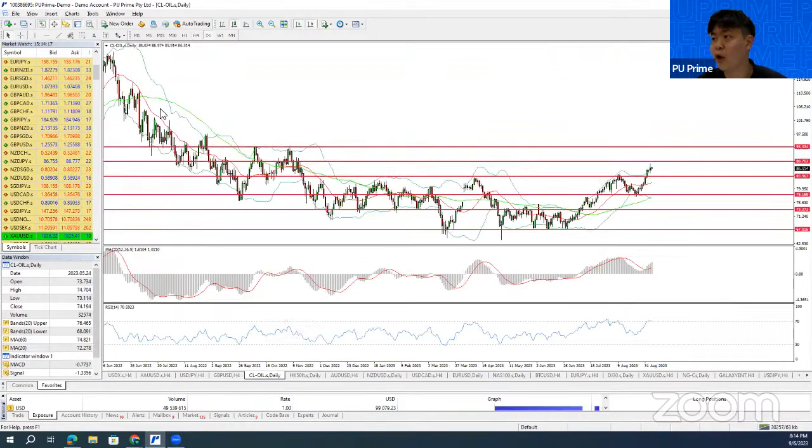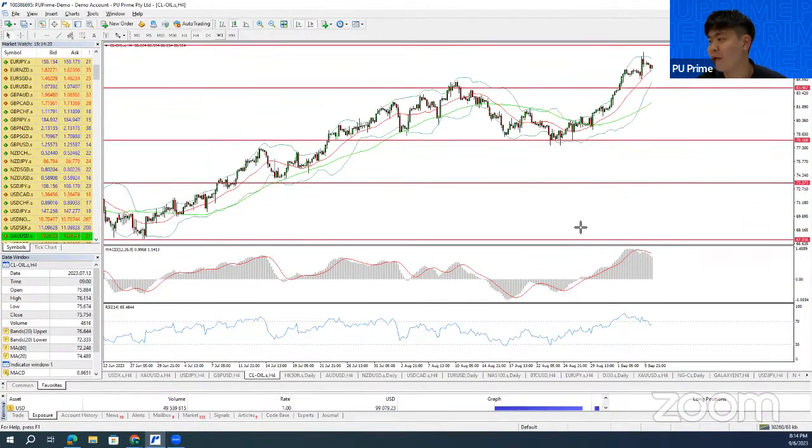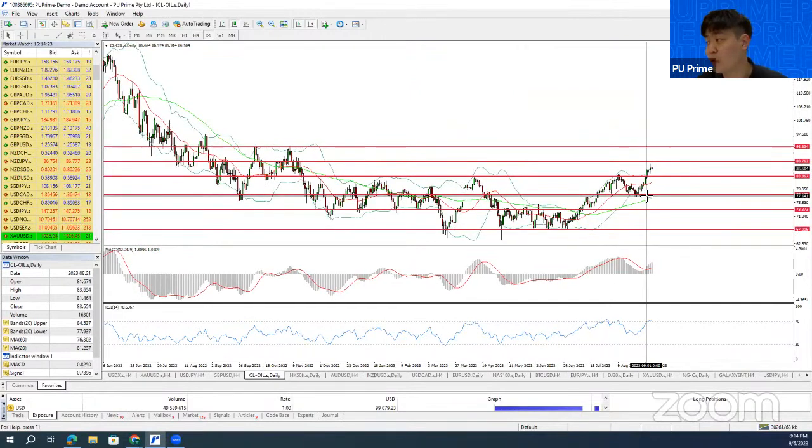Another thing is regarding the oil market, and you can notice that recently the overall trend for oil is very bullish, especially as it successfully broke above the resistance level around 83.95, which is also the previous top. So after this breakout, the overall trend for crude oil should become very positive now.